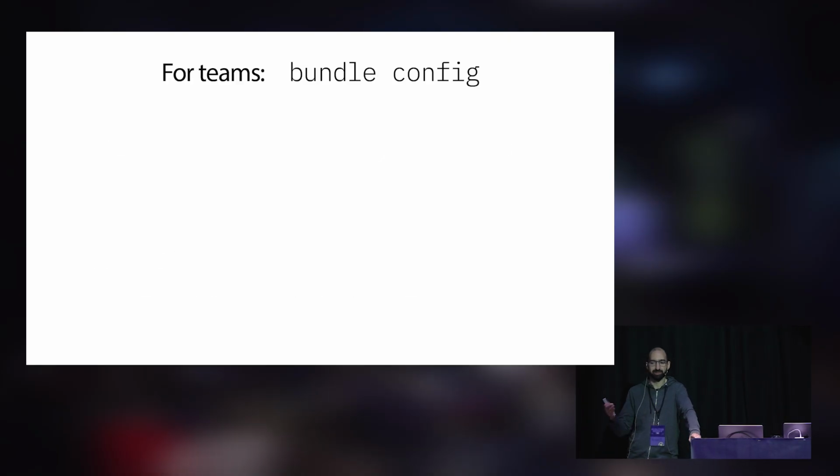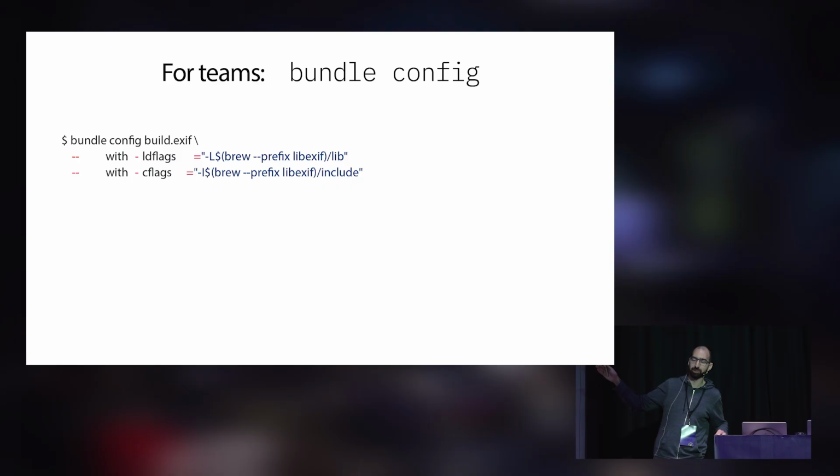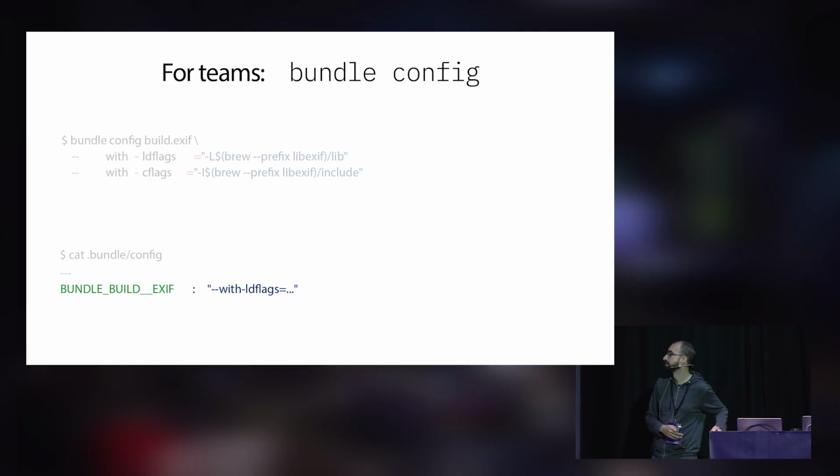And for teams that have to deal with this, there's one tool that I want to give you: bundle config. Bundle config is a way where you can set configuration flags like this, and it'll save them to a file that can be committed to the repo. Then you solve this once and for all for everyone in your team. So only one person has to go into the rabbit hole.